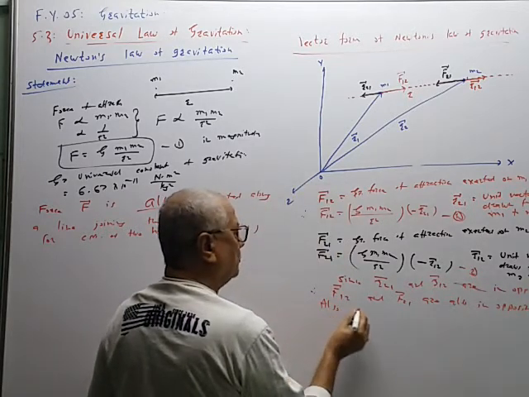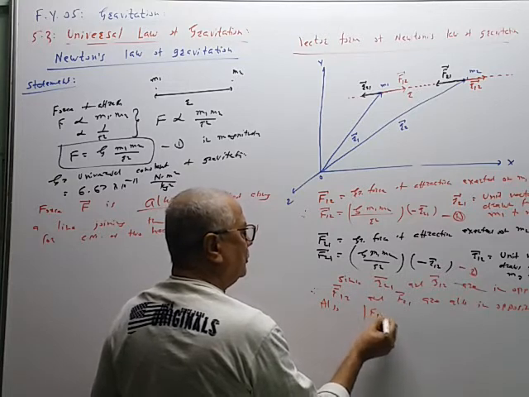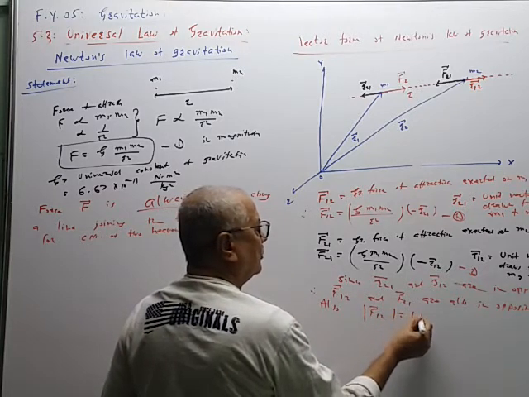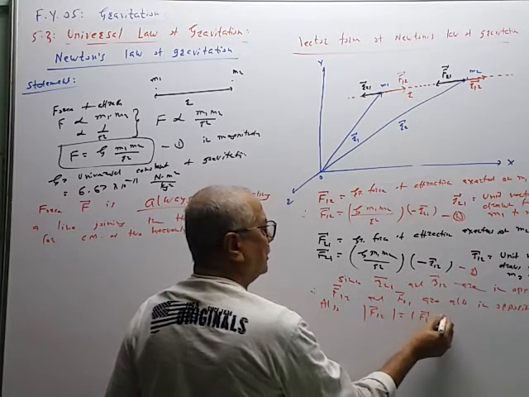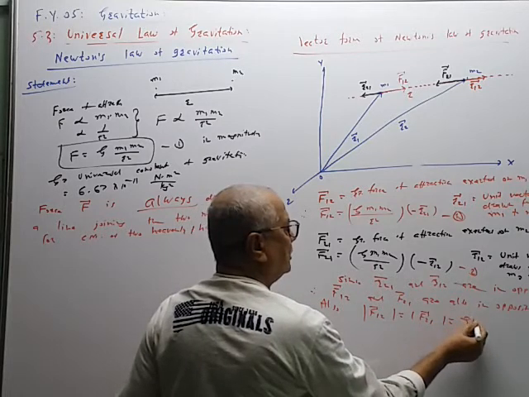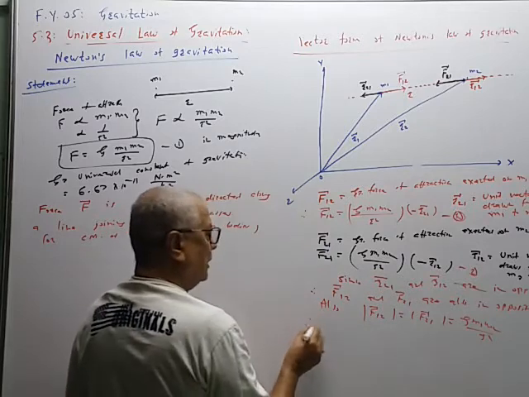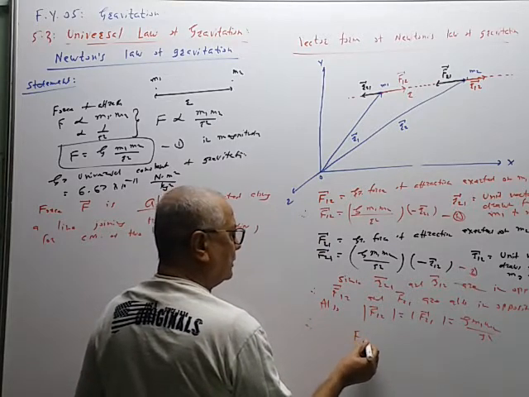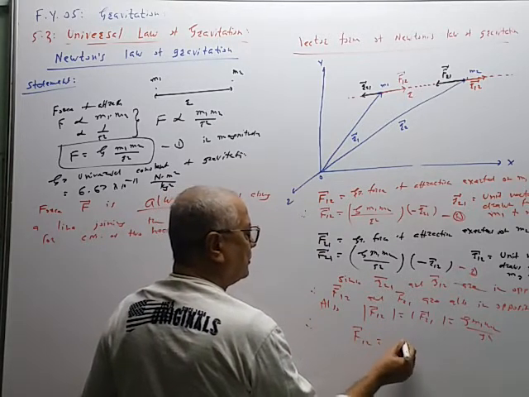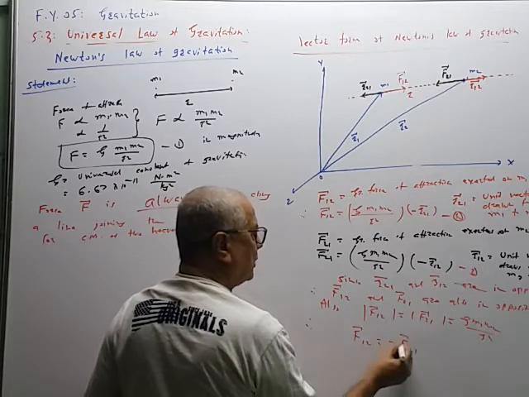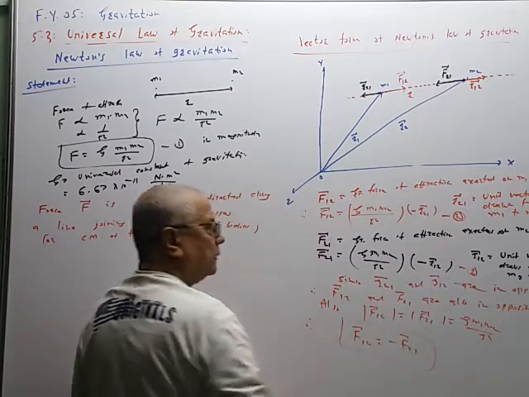Also, the magnitude of F12 is equal to the magnitude of F21 is equal to G m1 m2 upon r square, and therefore we can draw the conclusion like this. F12 and F21 are equal in magnitude but opposite in direction.